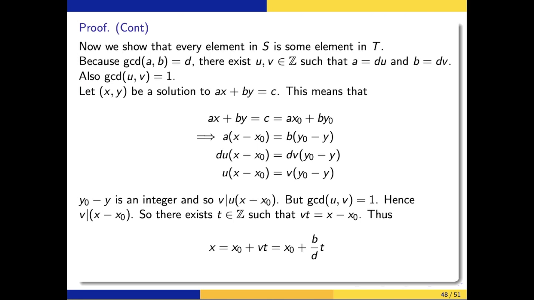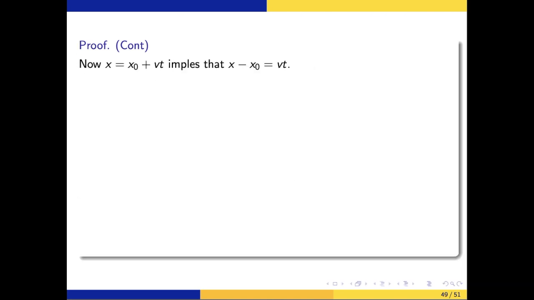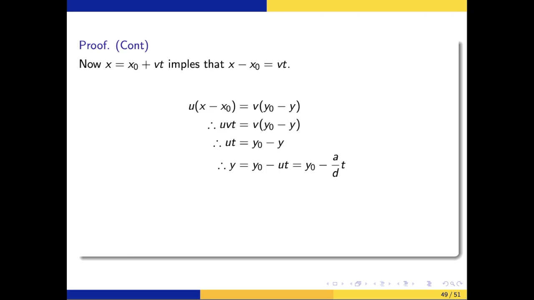Here we have simply rearranged the equation vt equals x minus x naught. Now we know that x is equal to x naught plus vt. Again, rearranging it, we get x minus x naught equals vt. And so u multiplied by x minus x naught, which was shown to be equal to v multiplied by y naught minus y, can be rearranged in the following way. On the left hand side, we have the quantity uvt, where x minus x naught has been substituted with vt, and on the right hand side, we have the same quantity, v multiplied by y naught minus y.